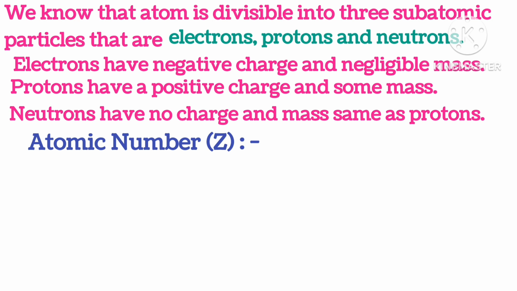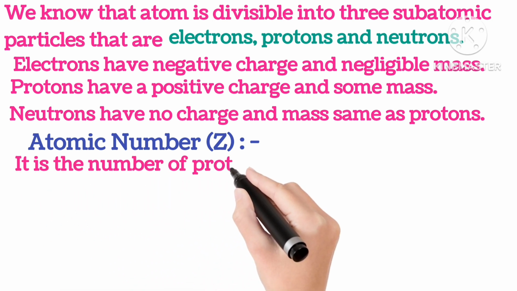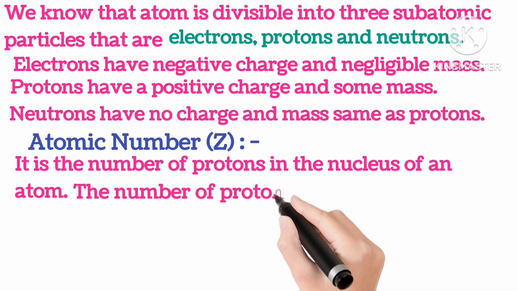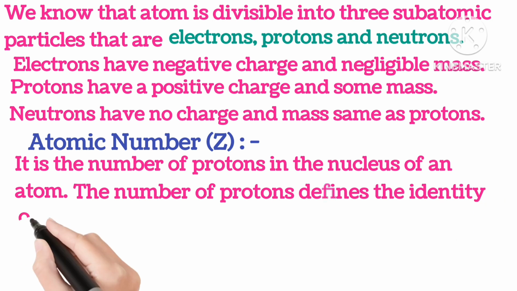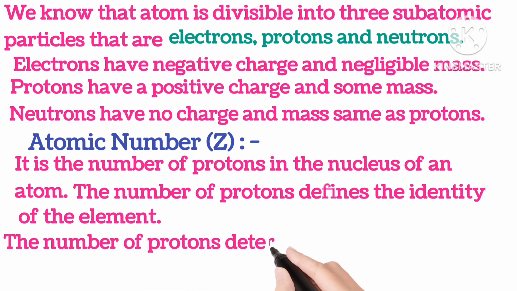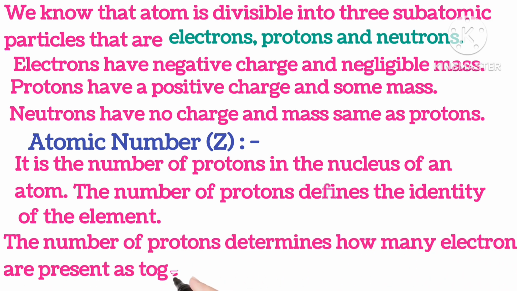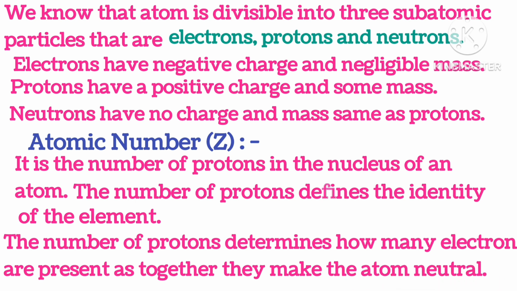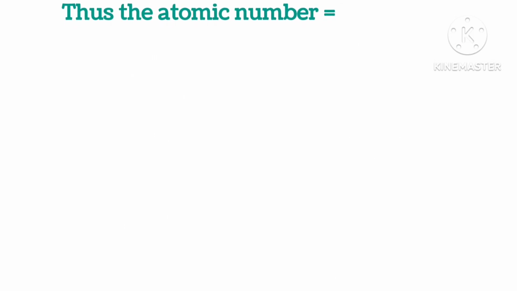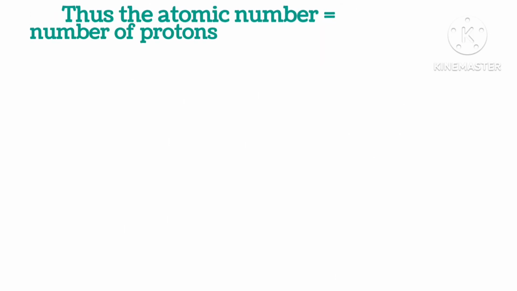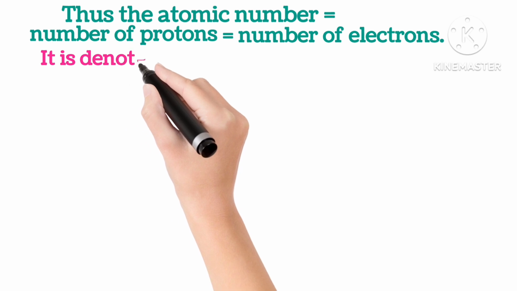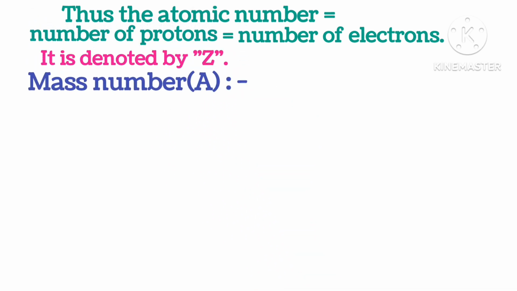Now atomic number. It is the number of protons in the nucleus of an atom. The number of protons defines the identity of the element. The number of protons determines how many electrons are present, as together they make the atom neutral. Thus, the atomic number is equal to the number of protons, which is equal to the number of electrons. It is denoted by Z.